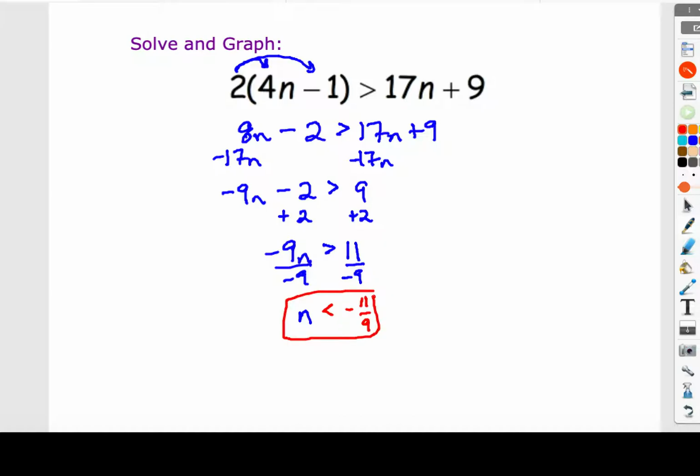You could find that 2 and 2 ninths or 2.2 repeating. But again, that's simple enough. I'm just going to say that this is negative 11 ninths on my number line. Open circle. And again, we're less than, so we're going to the left.